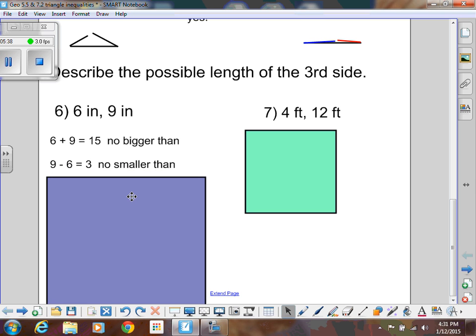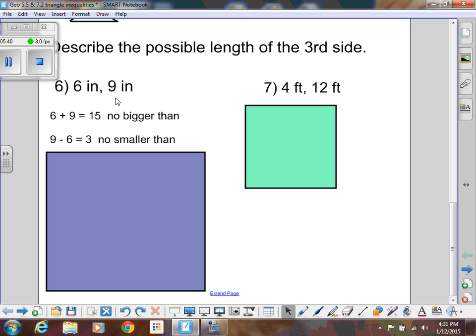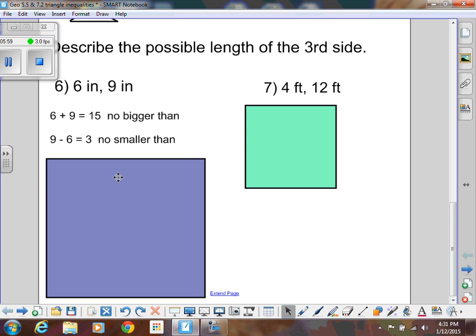Now, on the small end, I need to subtract them. So if I subtract them, I get 3. So now if 3 is my smallest side, I can't go any smaller than 3 because then 3 and 6 wouldn't add up to be bigger than 9. So this is all we have to do. All we have to do is take these two numbers, add them, and get the big number, and then subtract them and get the smaller number, and that's going to give us our range.